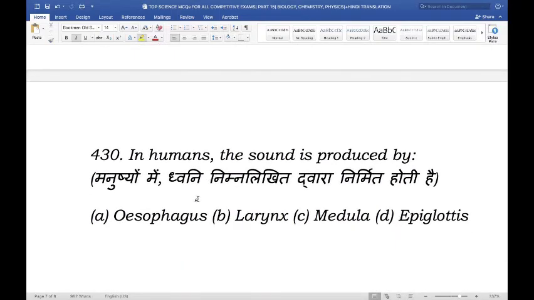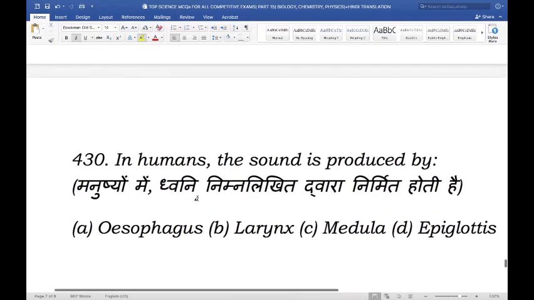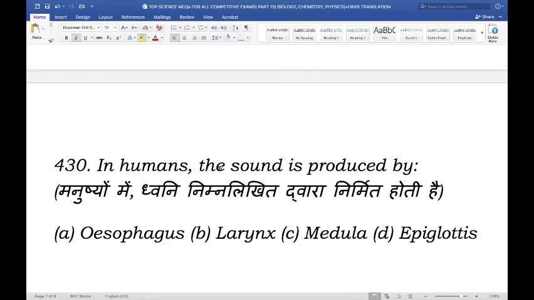Next, in humans, the sound is produced by. So is sound produced by esophagus, larynx, medulla, or epiglottis? And the right answer here is larynx. The larynx is commonly called the voice box and is an organ in the top of the neck, which is involved in breathing, producing sound, and protecting trachea against food aspiration.